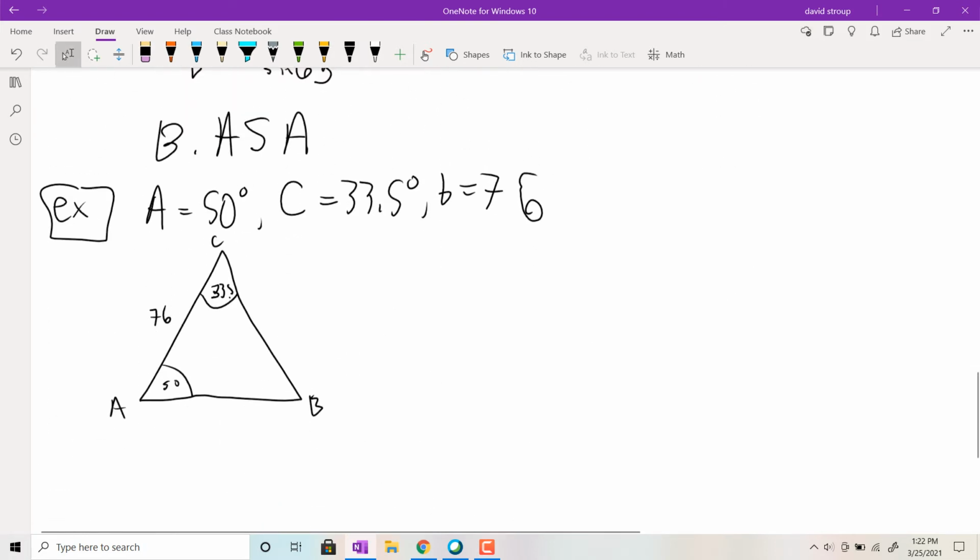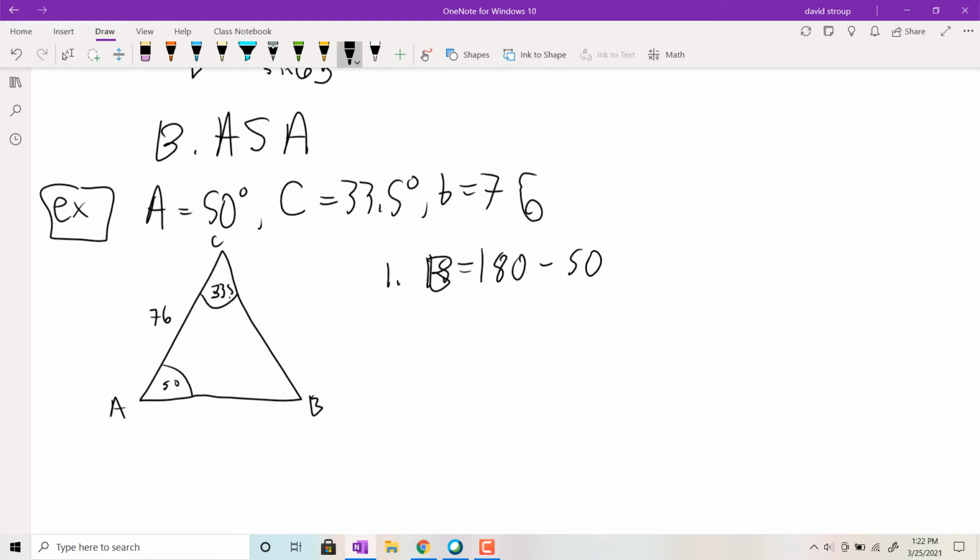Okay, so what do we need? Again, the low-hanging fruit is going to be angle B. So first, you could say, well, B must be equal to 180 minus the other two angles, 50 minus 33.5, and that'll be 96.5 degrees. Okay, then it turns out you can just use the law of sines here to get the other bits of information. So I'm set with the B part, so I'm going to put little b, which is 76, all over sine of 96.5.